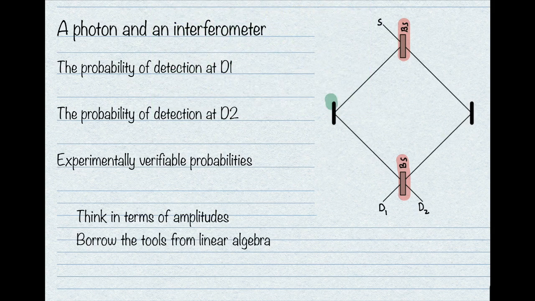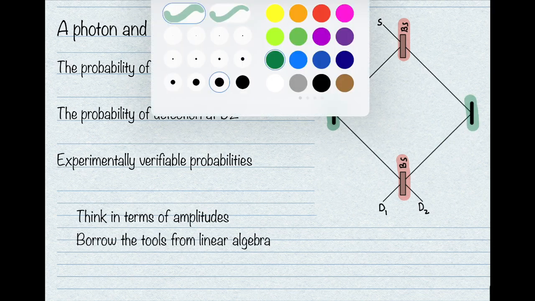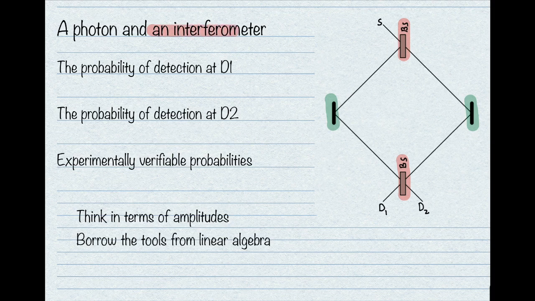And we have introduced two perfectly reflective mirrors along these two paths of the photon. This arrangement is called an interferometer. Again, consider a single photon coming from the source S. The photon, after passing through the system, will be detected at one of these detectors.